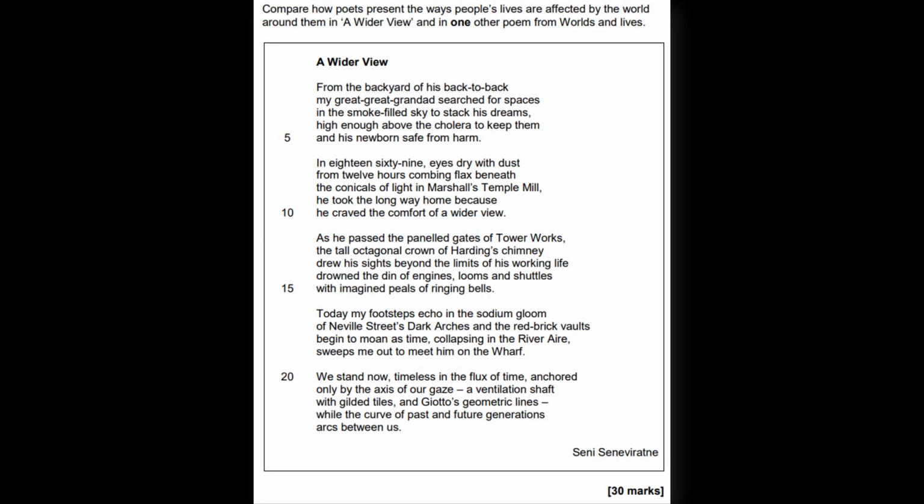You should spend up to 5 minutes making notes on the two poems, beginning with the printed one. In this case, A Wider View. Read the question carefully, noting its focus. Here, it's the ways people's lives are affected by the world around them. Read through the poem, highlighting anything which suggests or refers to the effect of the world on people.